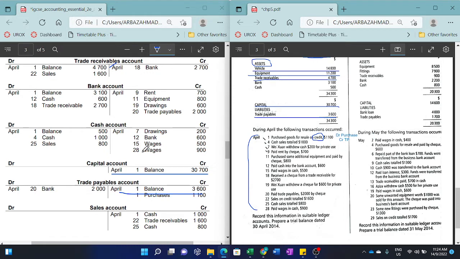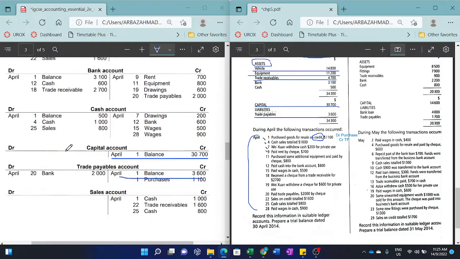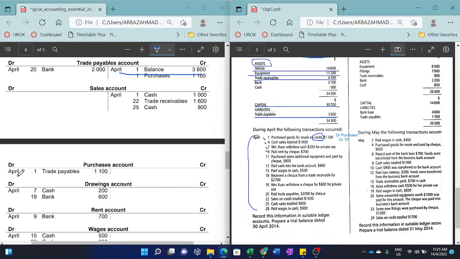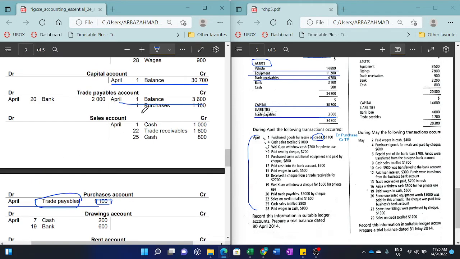How do I post it in the T account? I post it like this. I go into my purchase account. I have to open the purchase account. So this is my purchase account on 1st April. If you see the date, this is 1st April. I open my T account. I put in the amount and I buy the goods on credit, and I go into my trade payable account and I post the same transaction here. Okay, so that's what I'm going to do.